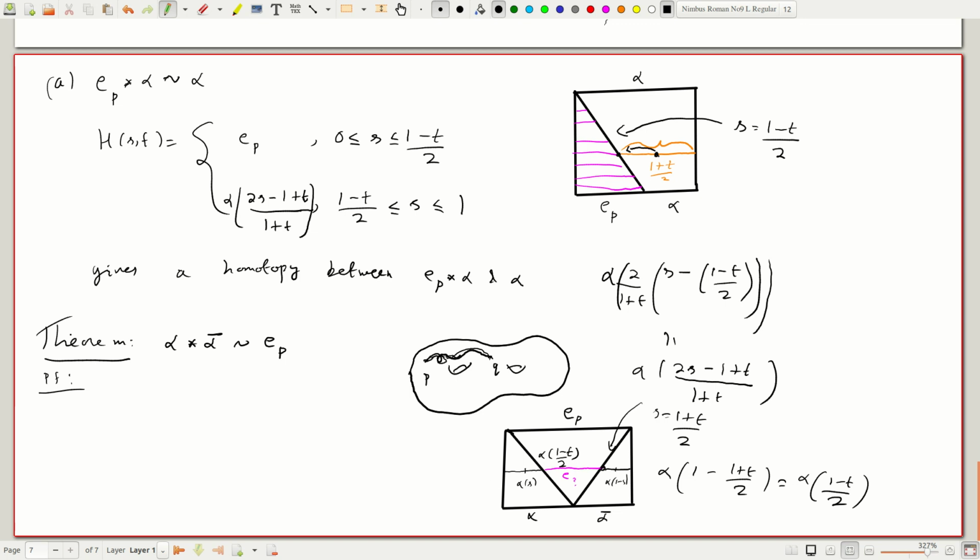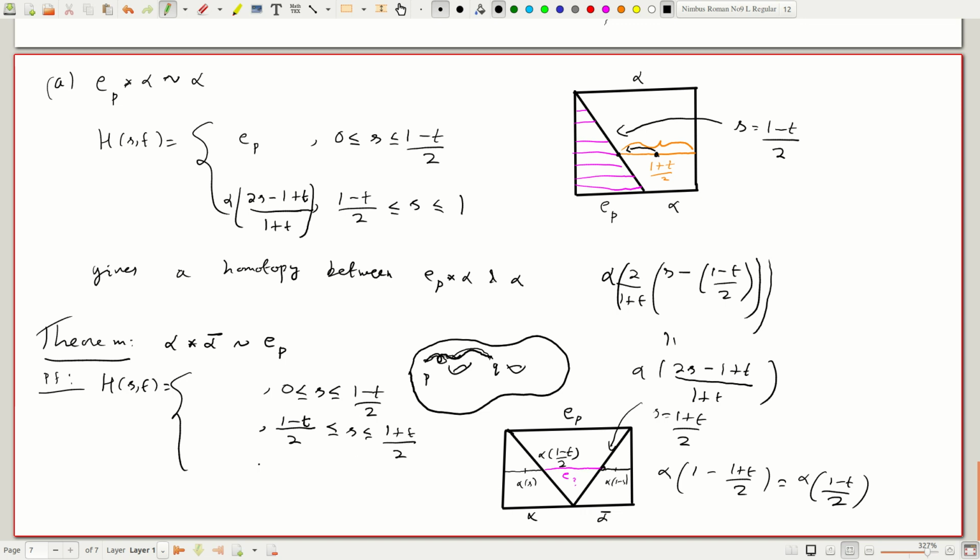Again we'll look at the picture once more once we write the formula. There are going to be three pieces here. The first piece is going to be from 0 to (1 minus t)/2. The second piece is going to be when s is between (1 minus t)/2 and (1 plus t)/2, that is, s is less than (1 plus t)/2.